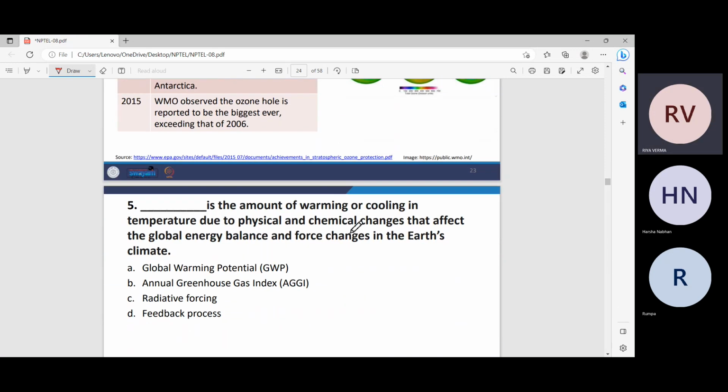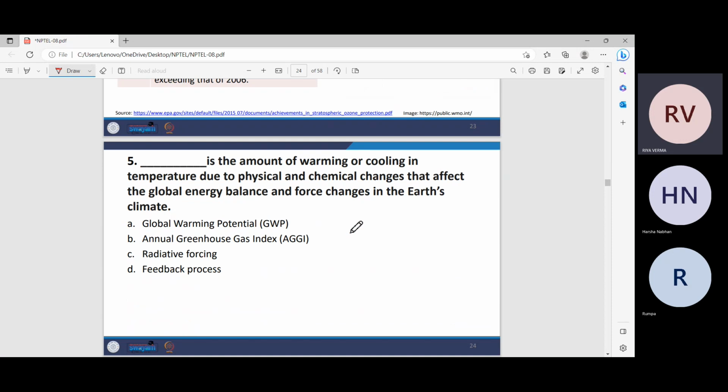Now, we have the next question. Dash is the amount of warming or cooling in temperature due to physical and chemical changes that affect the global energy balance and force changes in the Earth's climate. So, first is global warming potential. Then we have annual greenhouse gas index. Then we have radiative forcing, and then the feedback process.